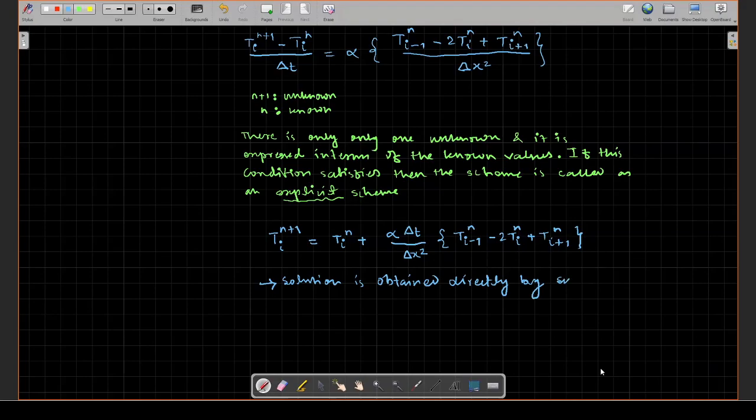By substituting the right hand side of each equation. This is not just one equation. There are many I's, so many equations should be there, and n plus 1 is also there, so every time we have these many equations.